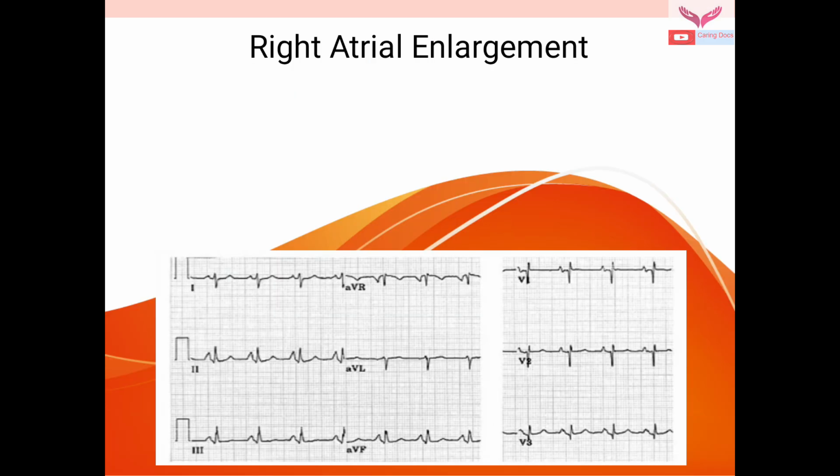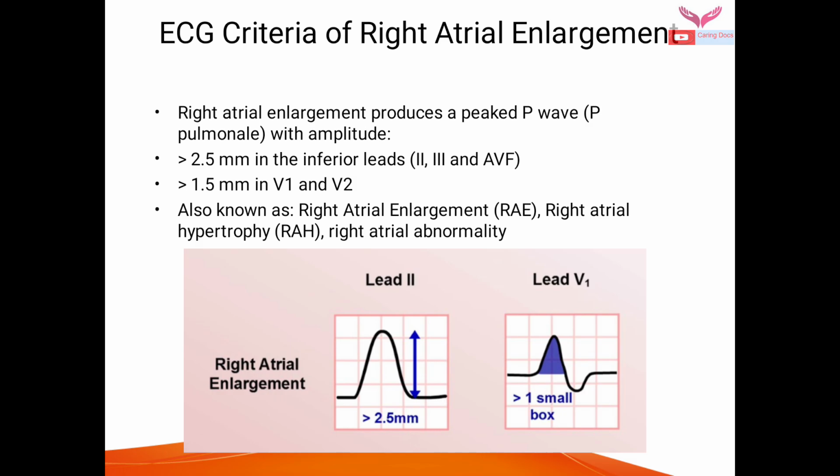Coming to right atrial enlargement, the ECG criteria for right atrial enlargement: usually it produces a peaked P wave, that is P pulmonale. If the amplitude of the P wave is more than 2.5 mm in the inferior leads, that is lead 2, 3 and AVF, and if the amplitude of the P wave is more than 1.5 millimeter in V1 and V2, then we call it a right atrial enlargement.